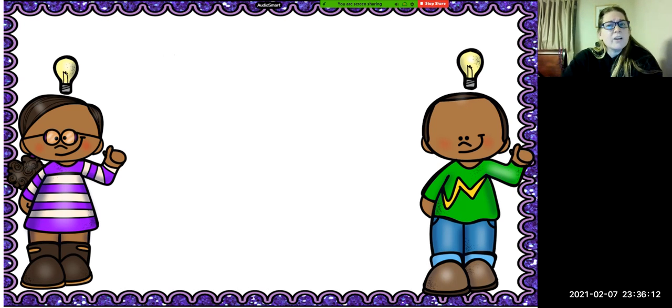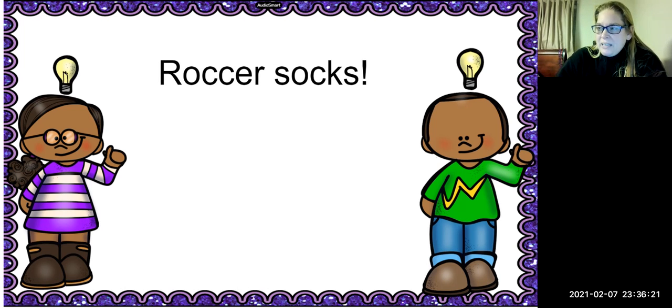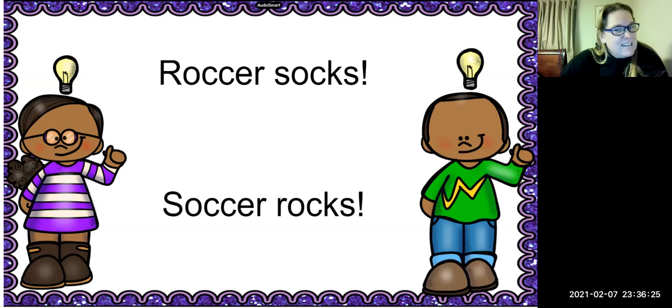It is rocker socks. Rocker socks. What do you guys think that's supposed to say? Here it is. This is what it looks like. Rocker socks should say soccer rocks. You guys are so good.